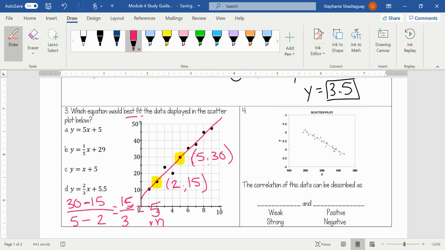So I know that the 5 is my slope. If 5 is my slope, then it looks like A is my best answer. I can also double check that by looking at my y-intercept here. And here is my y-intercept, and that does look like it is at 5. So in this case, our best answer would be A, which is y equals 5x plus 5.